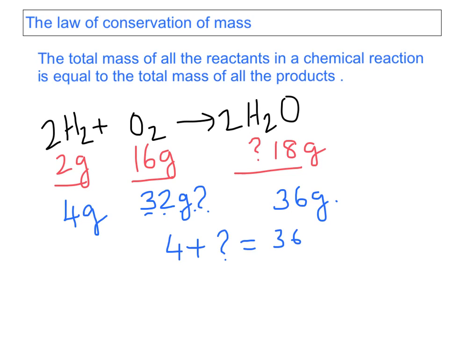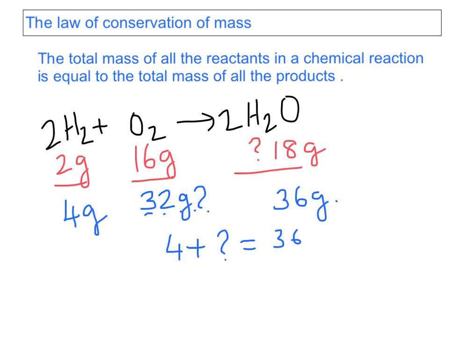You can also work this out in a different way. The masses of all the substances have been doubled. 2 grams has become 4, 18 grams becomes 36, and so 16 should become 32. This is true for any chemical reaction. They react in the same ratio. For instance, here it's 2, 16 and 18. So if you double that, it goes in the same ratio.